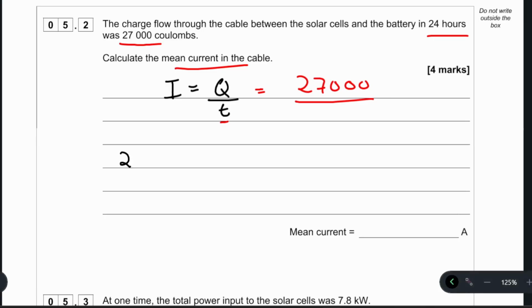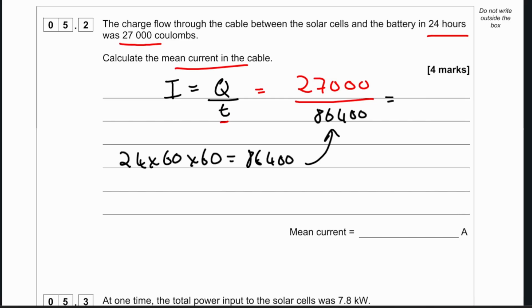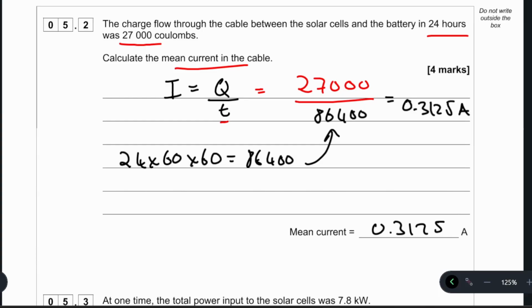And so we know there's 60 minutes in every hour, and there's 60 seconds in every minute. So you just do 24 multiplied by 60 multiplied by 60 again, and you should get an answer of 86,400 seconds. Then you just can plug that straight into there. So this becomes 86,400, and then you can work out what that is, and you should get an answer of 0.3125 amps. Okay, you can write this over here. So again, hopefully quite straightforward. The only tricky bit here is just make sure you convert your hours.